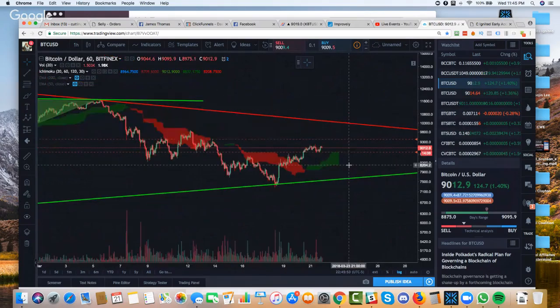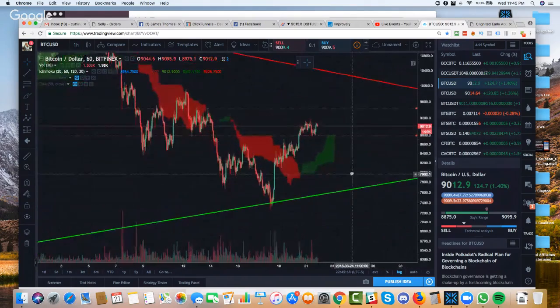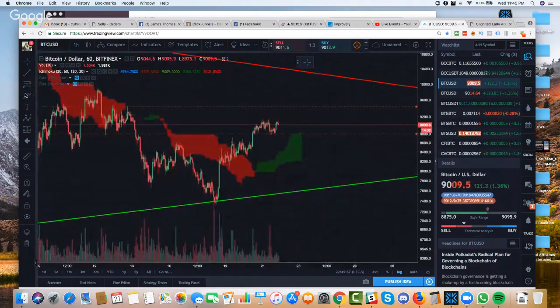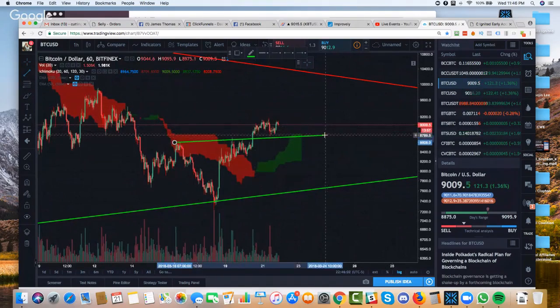But what I see also on the 1 hour chart is another inverse head and shoulders pattern that actually did complete. So let's look at that. So we have something like this.